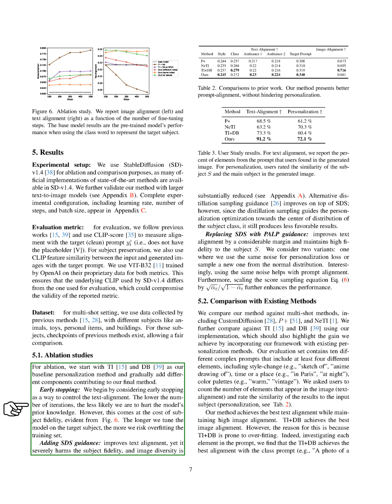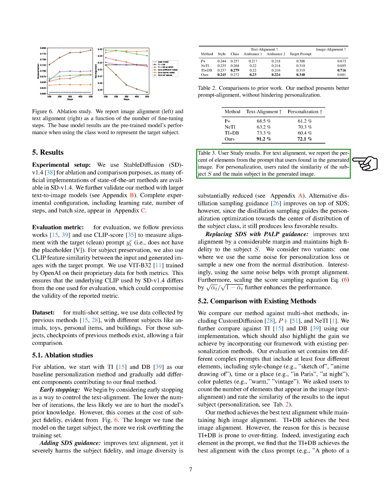The longer we tune the model on the target subject, the more we risk overfitting the training set. Adding guidance improves text alignment, but it severely harms subject fidelity, and image diversity is substantially reduced. Alternative distillation sampling guidance improves on this, however, it still produces less favorable results. Replacing this with PALP guidance significantly improves text alignment and maintains high fidelity to the subject.